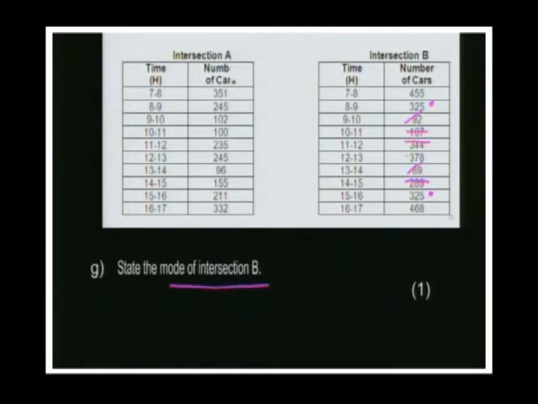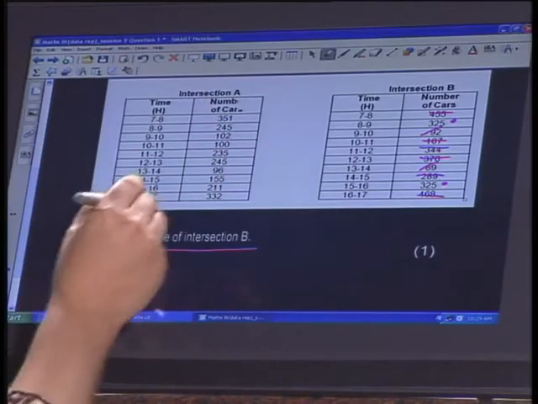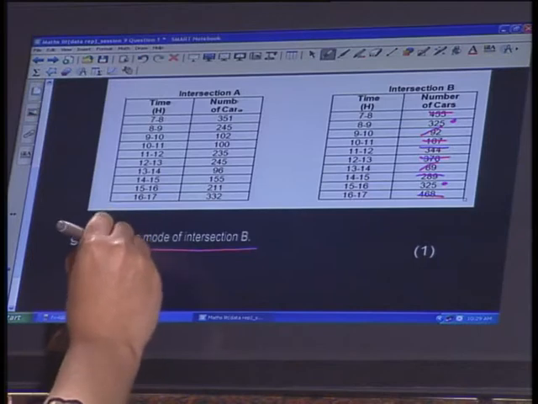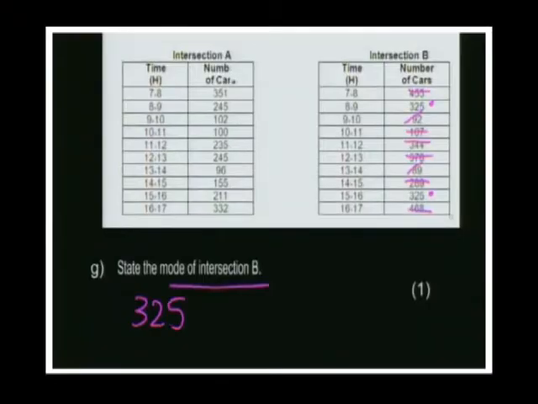378, is there another one of those? No. And 400s, I've got 455. There's only one of those. And 468, there's only one of those. So in this case, and I've checked every single number that I've got, I can say the modal class was 325 cars.